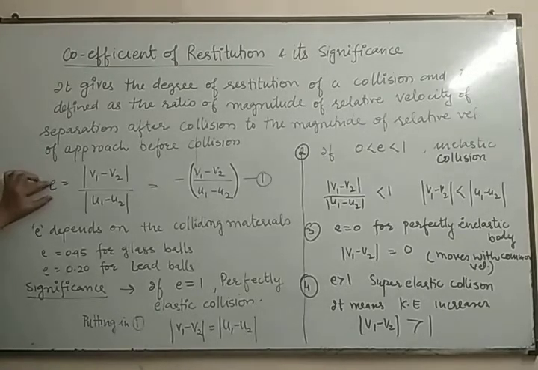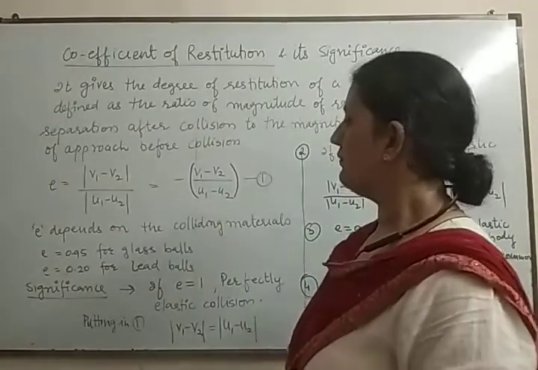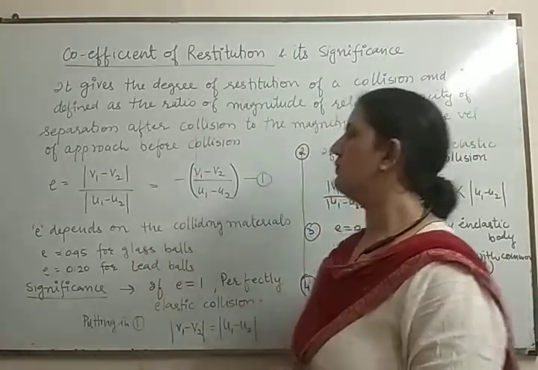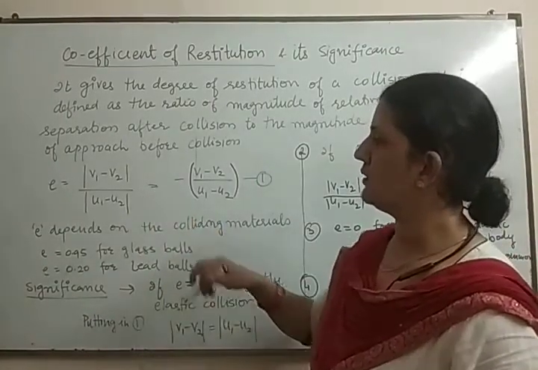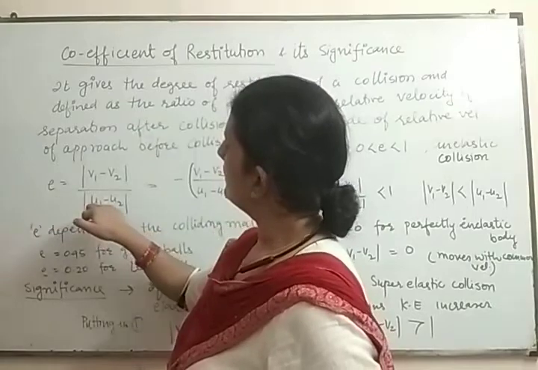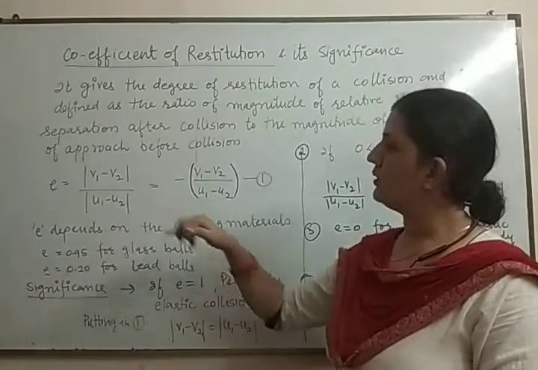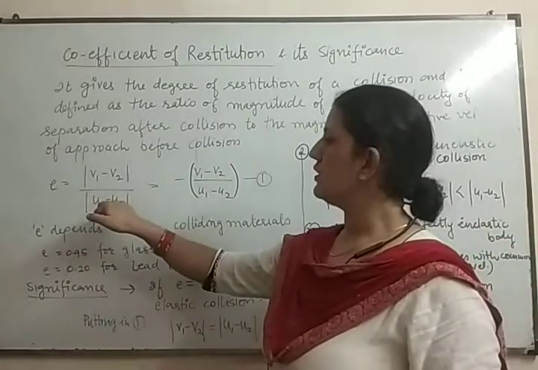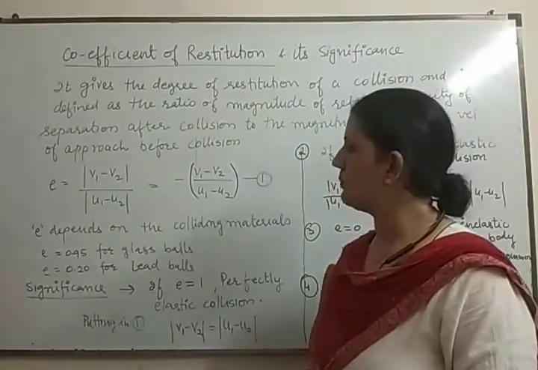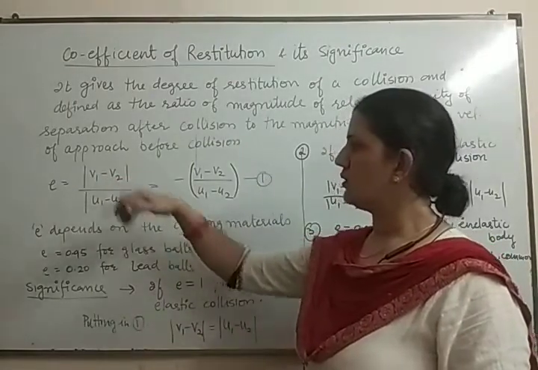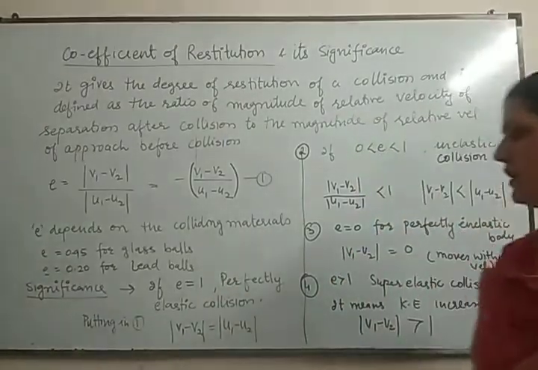And what is the significance of this coefficient of restitution? By having knowledge of the coefficient of restitution, we can find out the type of collision. If the value of e comes out to be 1 after calculation, it means this is a perfectly elastic collision. Why? Because e is 1, then v1 minus v2 is equal to u1 minus u2. Both values are equal. It means the velocity of approach before collision is equal to the velocity of separation after collision, and this kind of collision with e equal to 1 comes in the category of elastic collision.